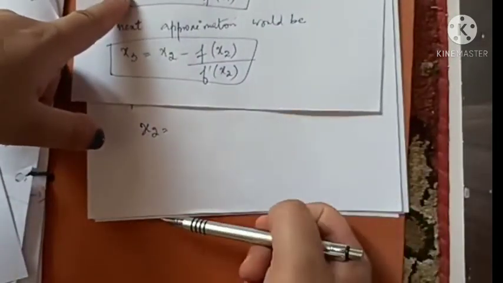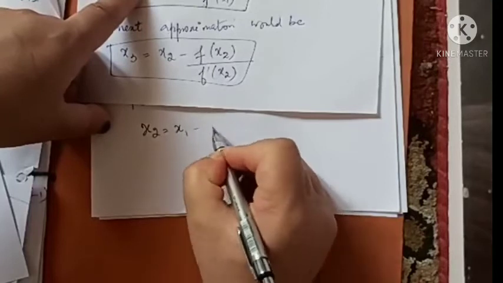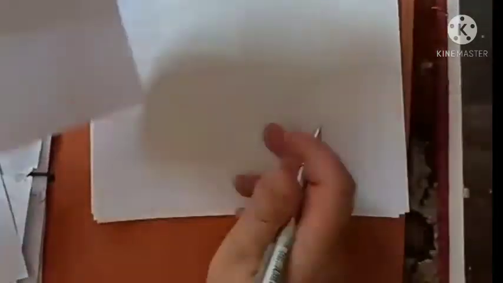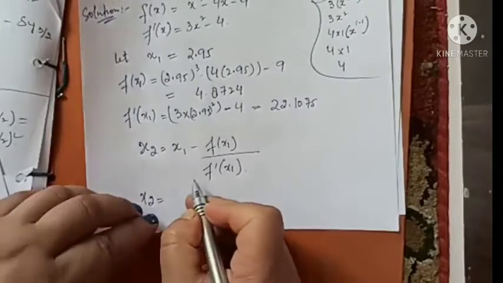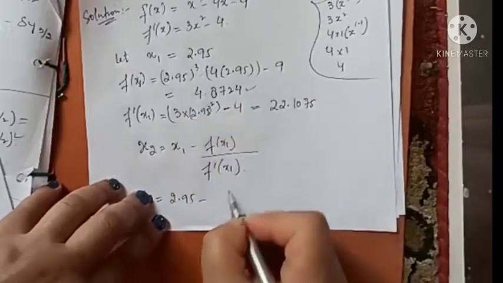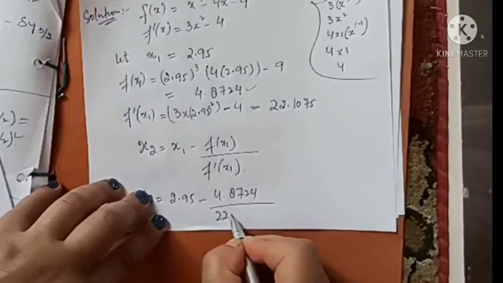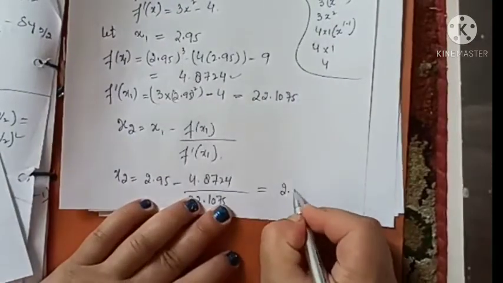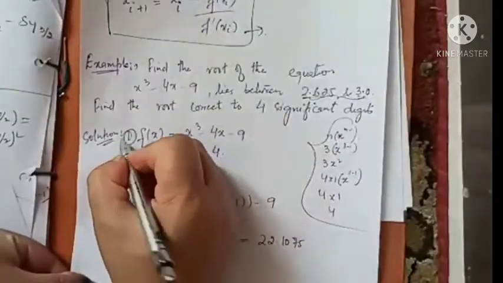Then we have to find the value of x2 as per our formula. How do we find the next initial approximation, the next point? By using this formula: x1 minus f of x1 divided by f dash of x1. Substitute the values. So x2 will be equal to 2.95 minus f of x1, which is 4.8724, divided by f dash of x1, which is 22.1075. After calculating this, the value which we will get is 2.7296. Okay, this was the first iteration.